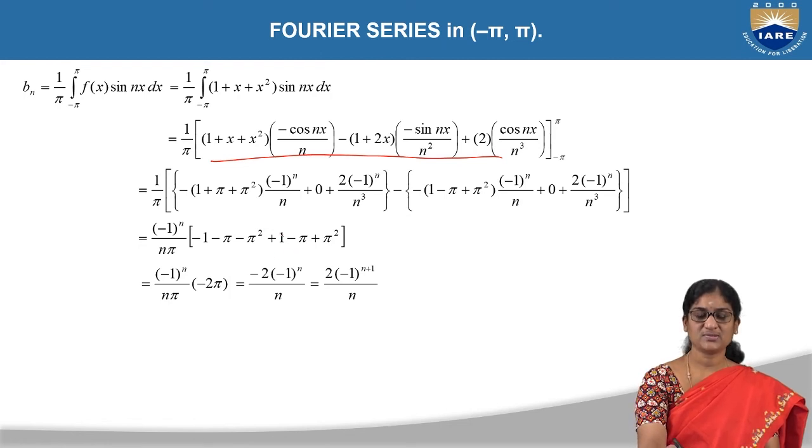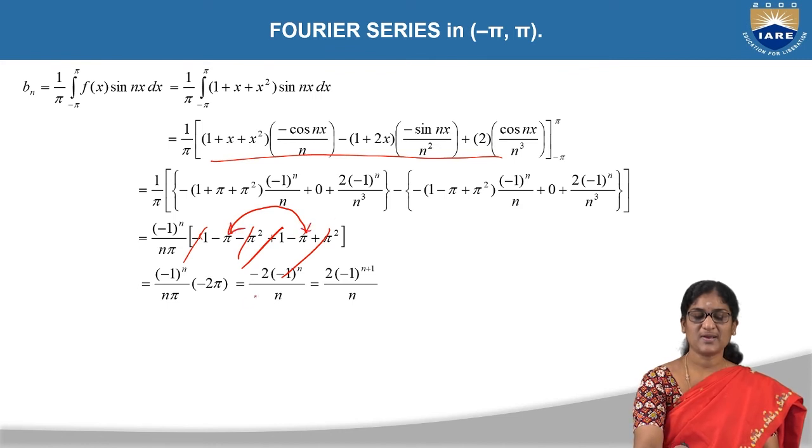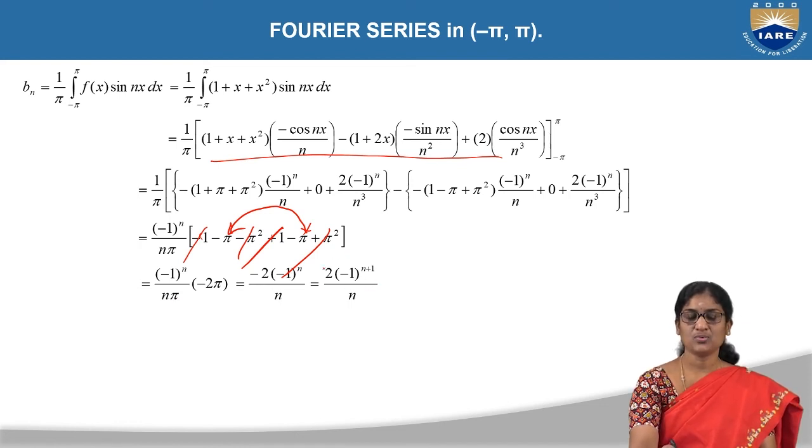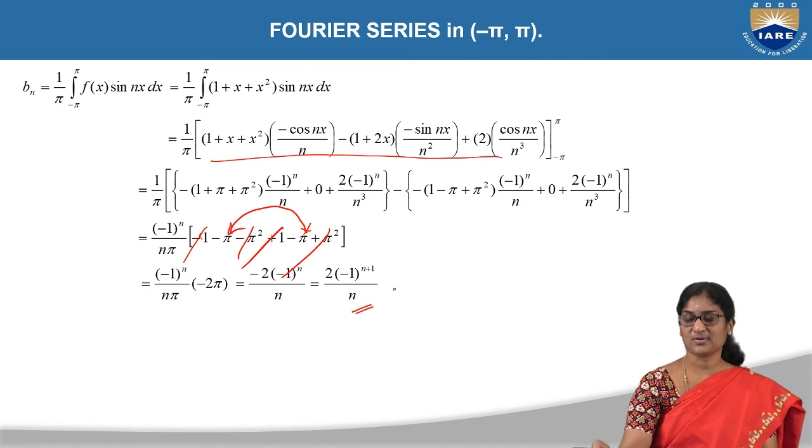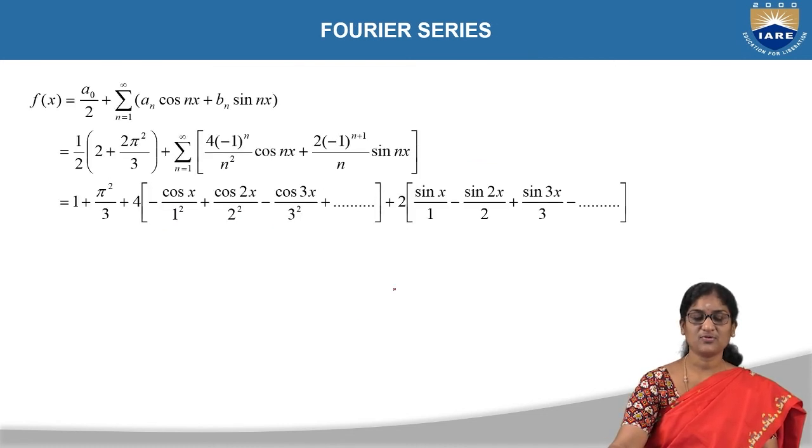So here pi square and pi square will get cancelled. We are left with 2 pi, and plus 1 and minus 1 also will get cancelled. These two will add to get 2 pi. So minus pi and minus pi, that is minus 2 pi, into minus 1 whole to the power of n by n pi. So that is nothing but 2 into minus 1 whole to the power of n plus 1 by n, which is the third Fourier coefficient. So I've got all the three Fourier coefficients.